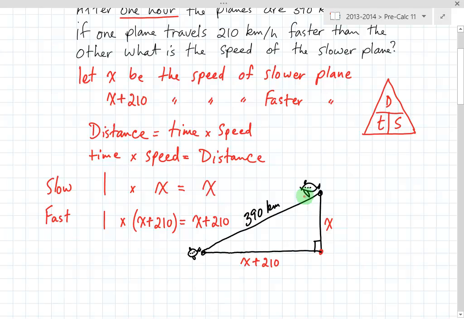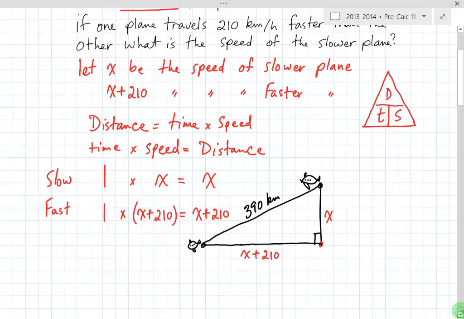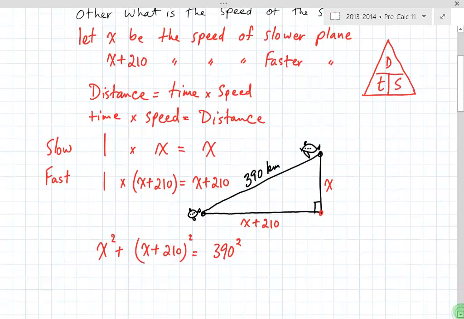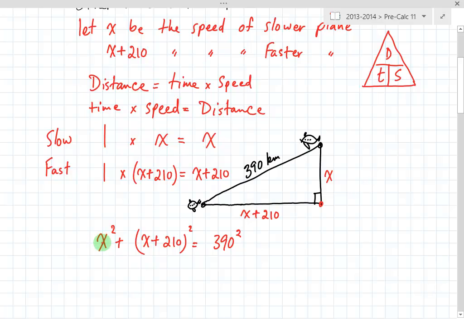What do you call that? Yes, exactly, the Pythagorean theorem. So x squared plus (x plus 210) squared is equal to 390 squared. The Pythagorean relationship exists between these three sides of this right triangle. Now, based on what I have, I can solve for x, which is the speed of the slower plane, because I only have one variable here.